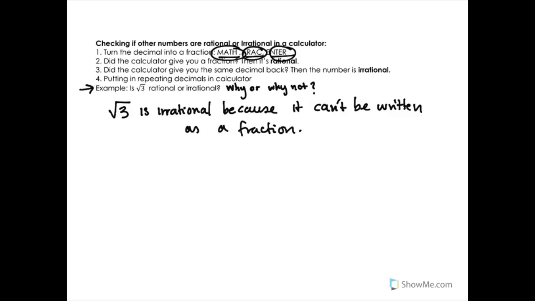Now I want you to know one thing. If you ever try to put a whole number into the calculator and you want it to turn into a fraction, it'll actually just give you the same whole number back. That's because the calculator assumes that you know that any whole number can be written as a fraction by putting a 1 under it. So just because you get the whole number back, it does not mean that it is irrational. Only when you put in a decimal and you get the same decimal back does that mean that that decimal is irrational. Whole numbers are automatically always rational.